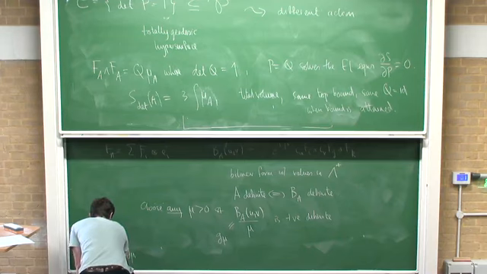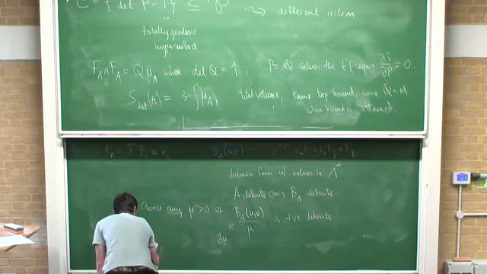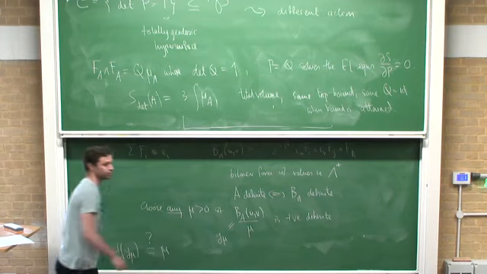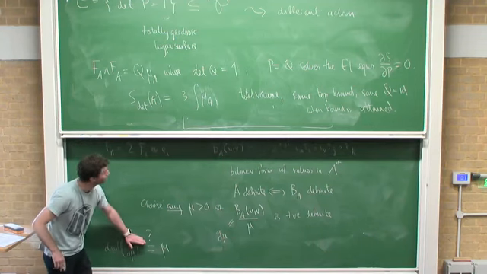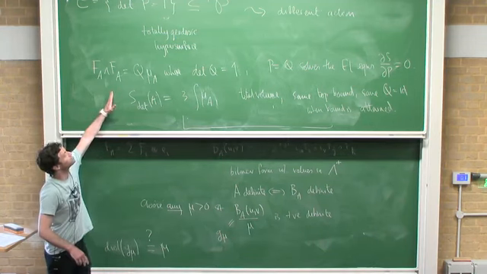G mu has a volume form, d vol of G mu, and I can ask, does it equal the mu I first thought of? The special mu that makes this equation true is exactly this one.